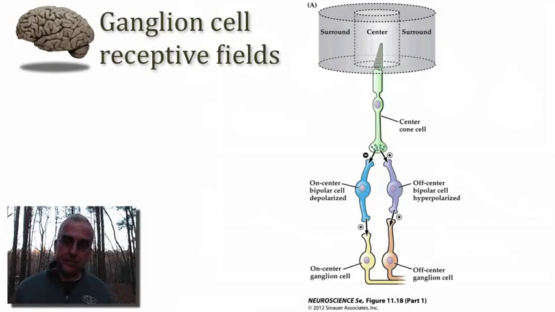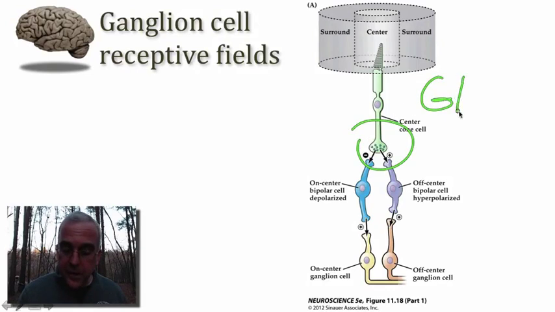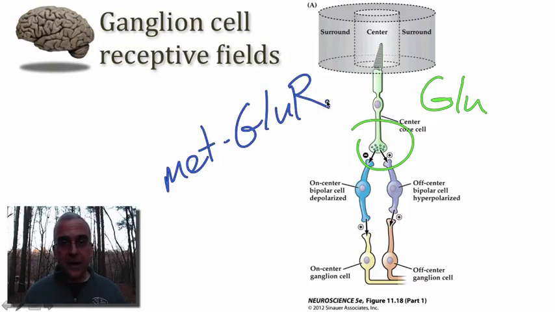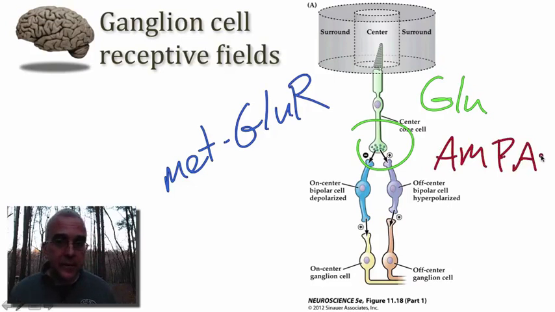Well, how is that possible? The neurotransmitter that's released by the bipolar cell is glutamate, and the receptors that are expressed on these two different types of bipolar cells are quite distinct. In the on-center bipolar cell, the receptor is a metabotropic receptor for glutamate. And that metabotropic cascade that's initiated results in the hyperpolarization of that bipolar cell. For the off-center bipolar cell, the receptors are AMPA receptors. And when glutamate binds to the AMPA receptor, there's a depolarizing response.